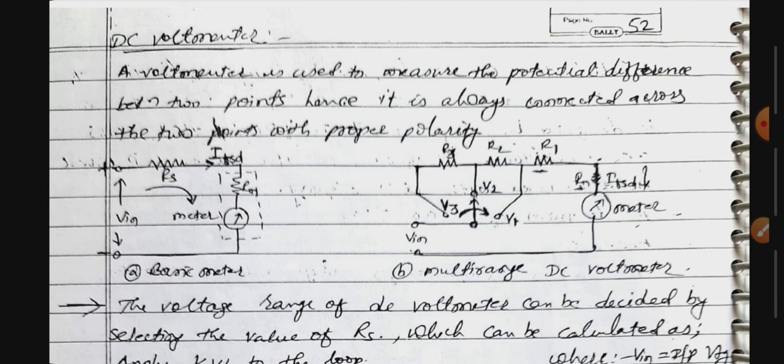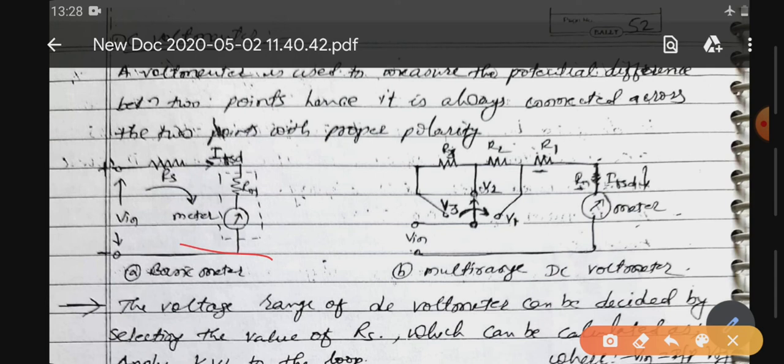Voltage is measured between the 2 points. Here you can see the basic meter circuit, in which input voltage is applied here. RS is the source resistance through which current is flowing. Let us denote this current as IFSD, full scale deflection current. There is a current meter connected in series. So in that there is a series resistance denoted as RM, which is called the meter resistance, connected in series with the meter.